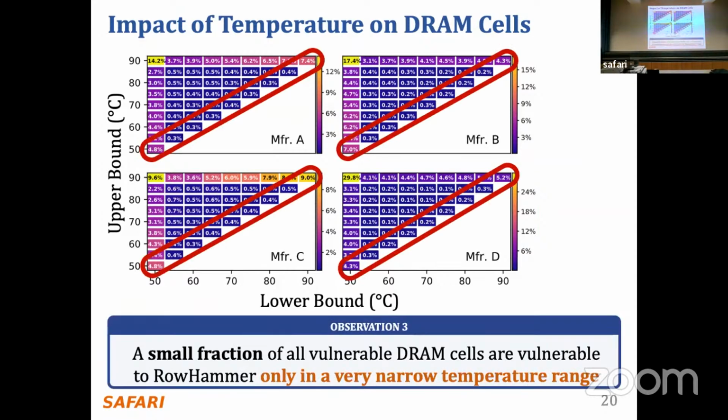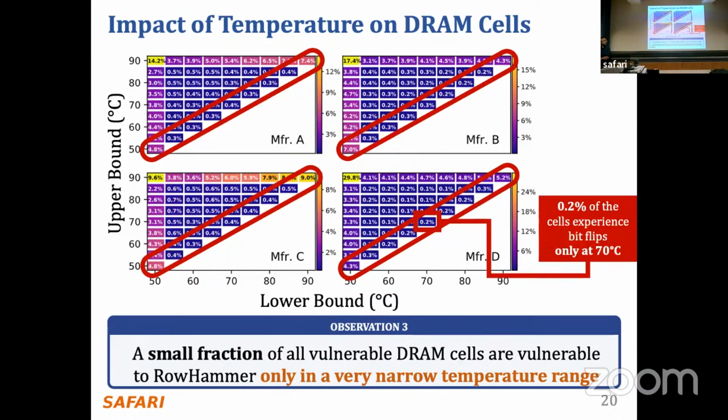And if you look at this diagonal, there is also a small fraction of DRAM cells that exhibit RowHammer vulnerability at only a particular temperature. So here, for example, for this 0.4%, both the lower and upper bound is 55 degrees, right? So the cells that belong to this set actually exhibit RowHammer bit flips only at 55 degrees Celsius. And here is another example: 0.2% of the cells experience bit flips only at 70 degrees Celsius.